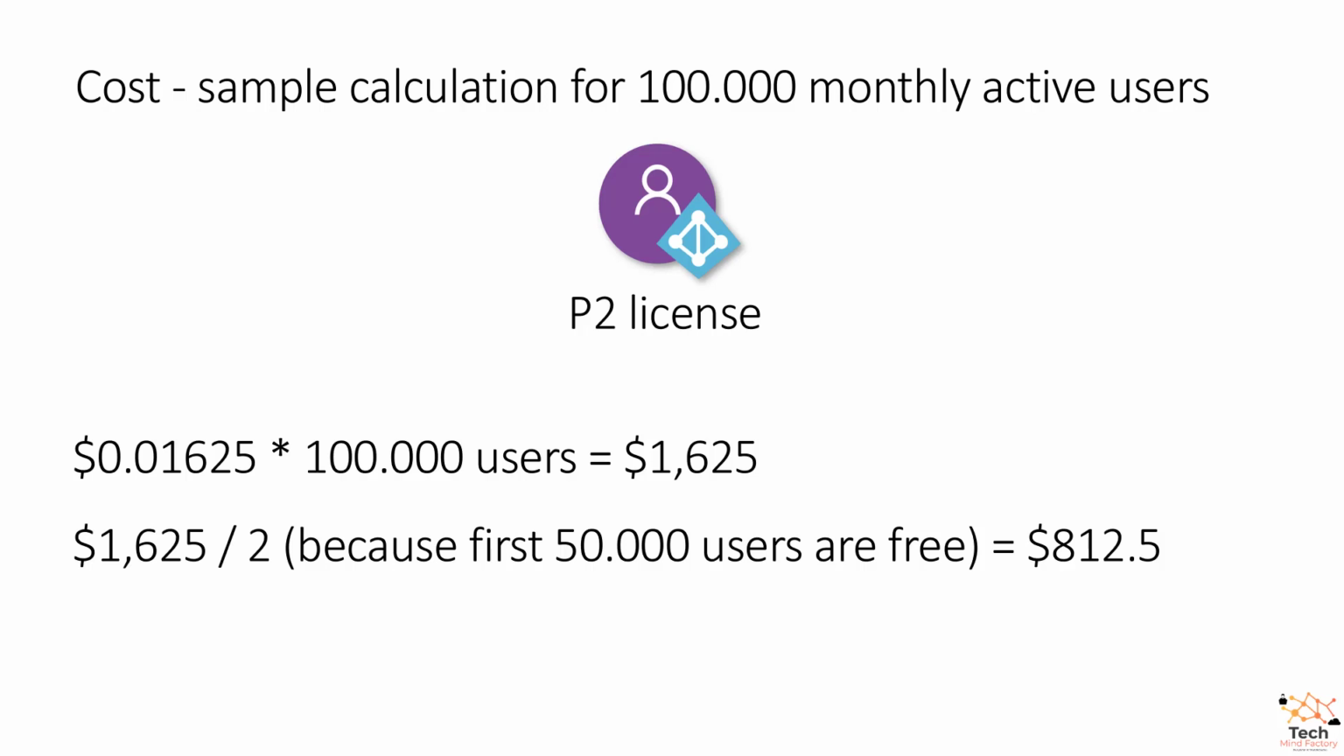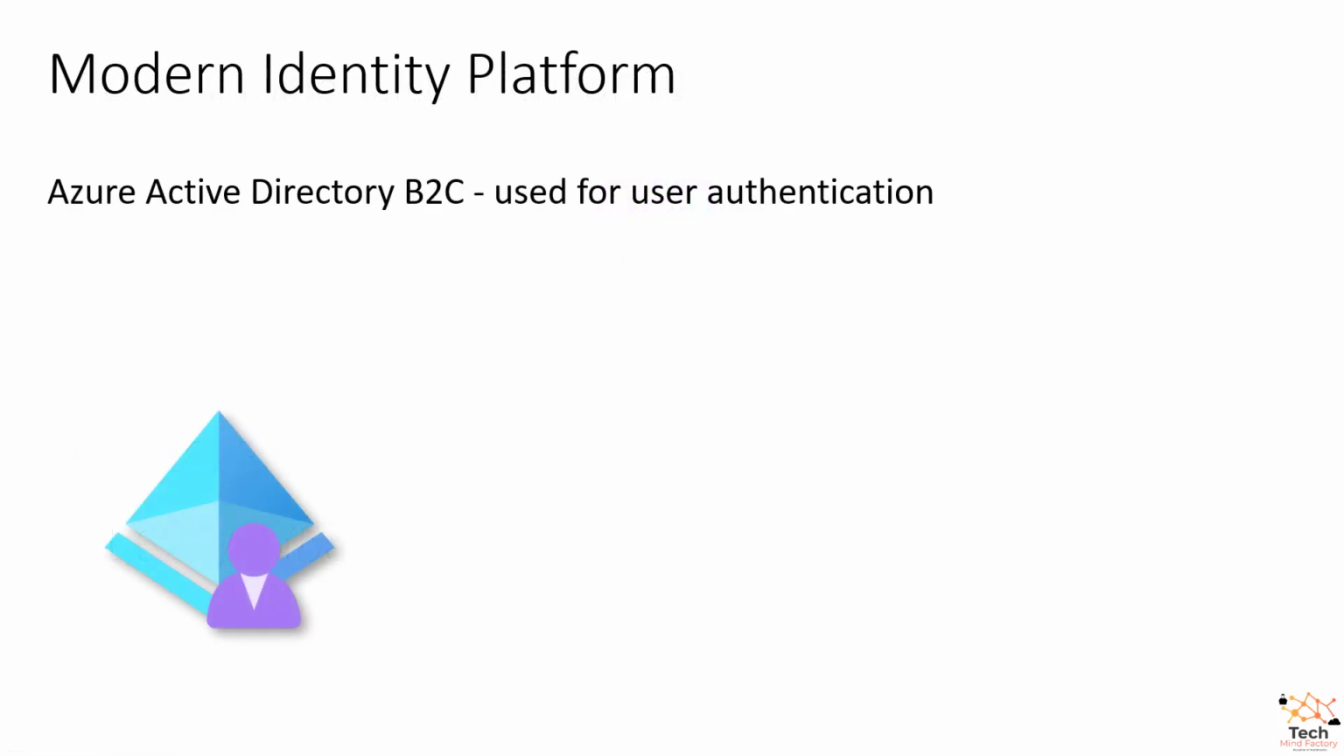And again, because of the fact that first 50,000 monthly active users are for free, we divide this amount per 2, and the final cost of 100,000 users will be $812.50. And it's very important information, again, to remember that first 50,000 monthly active users in the Azure Active Directory B2C are for free. So this is the cost estimation for a P2 license in the Azure Active Directory B2C. Perfect.